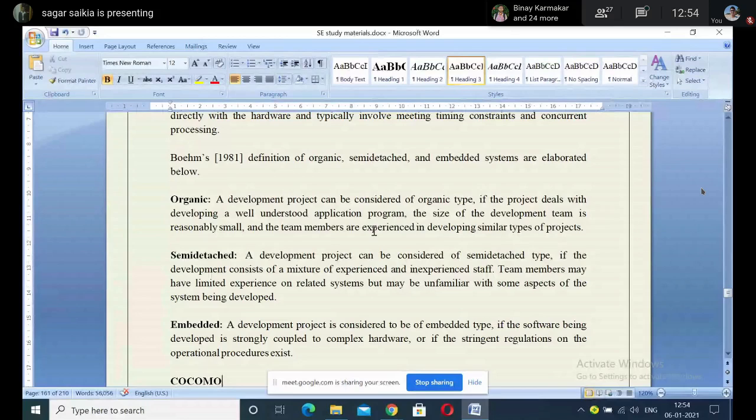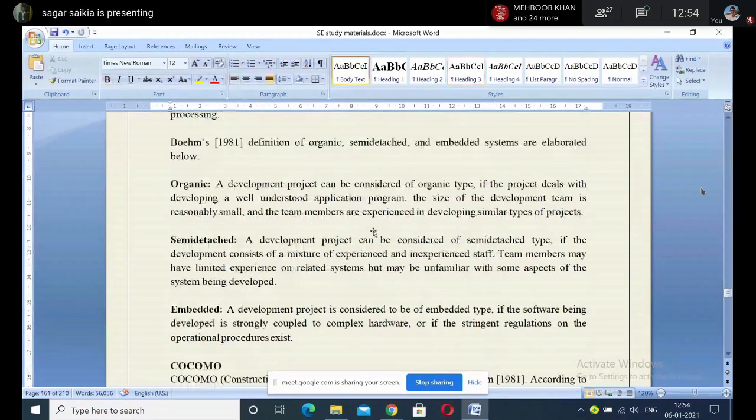In semi-detached, basically this is a mixture of people who are both experienced as well as not experienced. So team members may have very limited experience here, and they may not be very much familiar with what they are going to be developing. All right, embedded is something where the software you are going to develop will have a very strong interaction with the hardware. And things will work on a very machine level or maybe an assembly language. So this basically corresponds to the system level development.